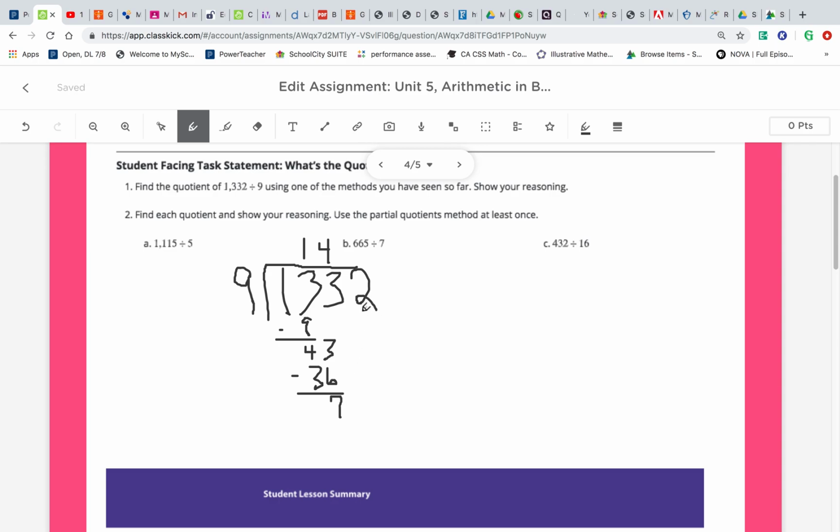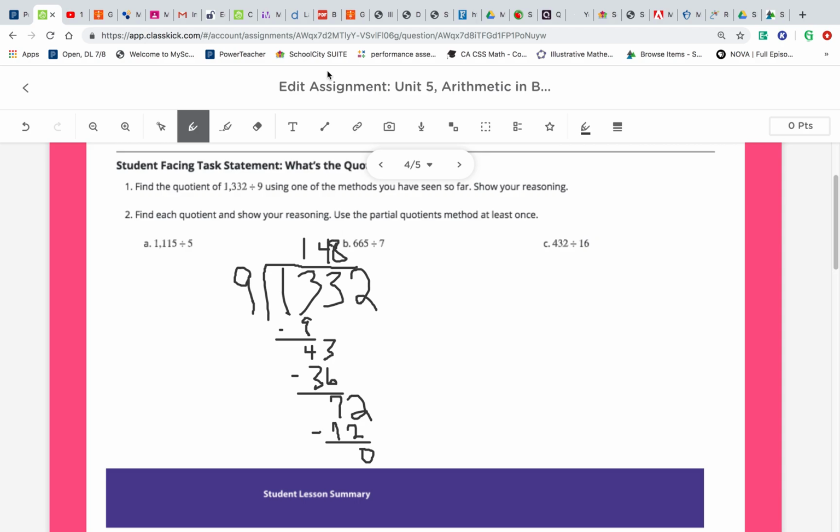And then I have this 2 that I can bring down. So I'm going to bring down this 2 here. 9 goes into 72 8 times. 8 times 9 is 72. So that means we have no remainder. 72 minus 72 is 0. So 148 would be your answer.